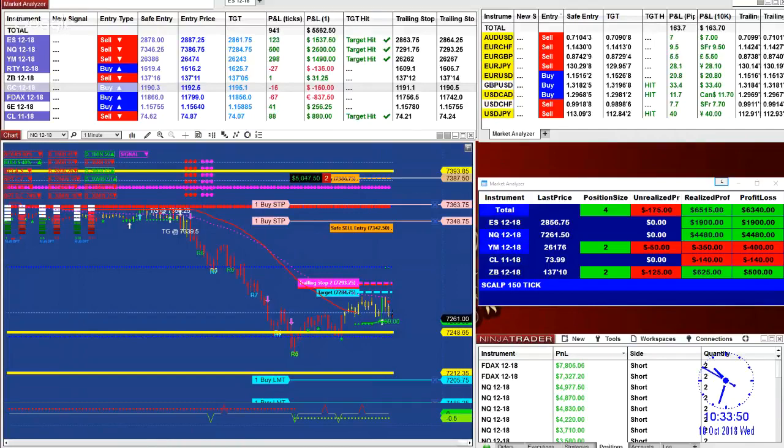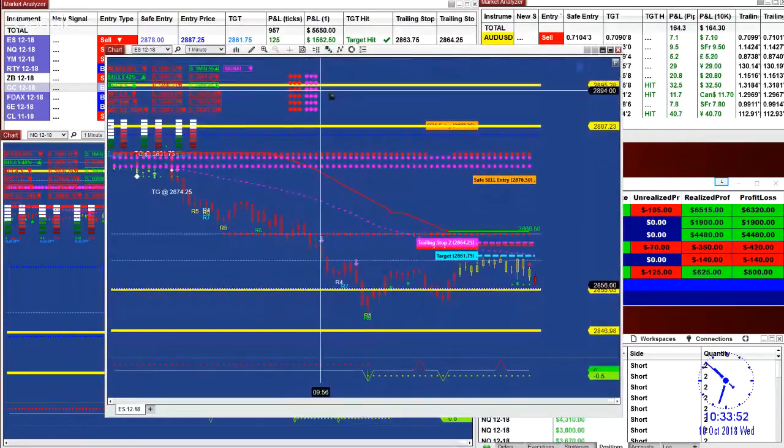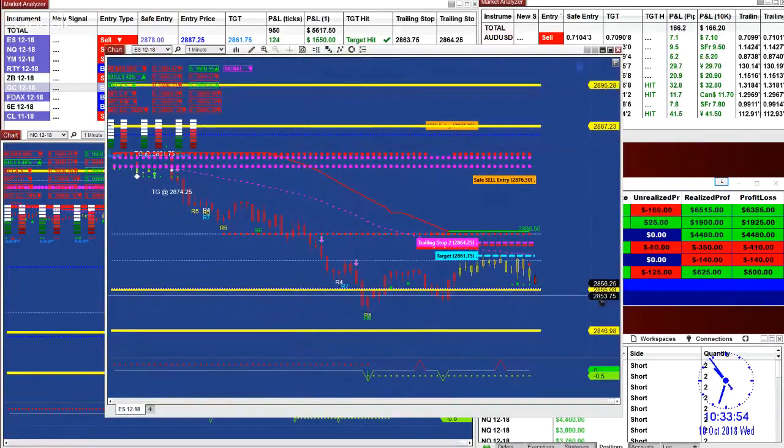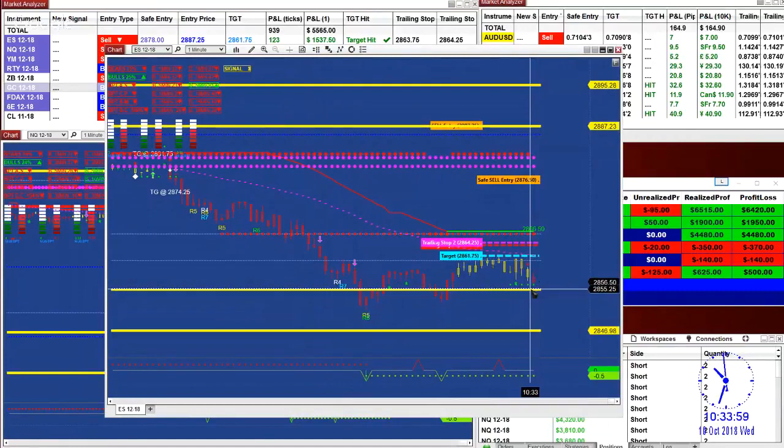The only thing I'm waiting on, there is a lot of selling on the ES, but the problem is we're coming to this projection and the support line at 28.55, and that I do not like, actually.